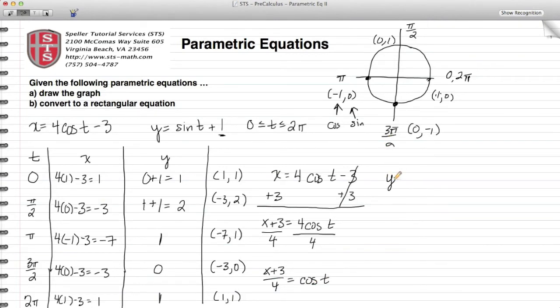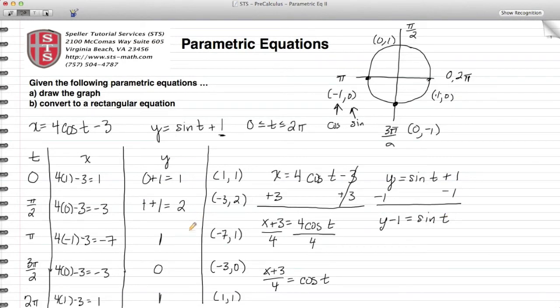Now let's work with the other equation. y is equal to sine t plus 1. Let's subtract 1 from both sides. And we have y minus 1 is equal to sine t.